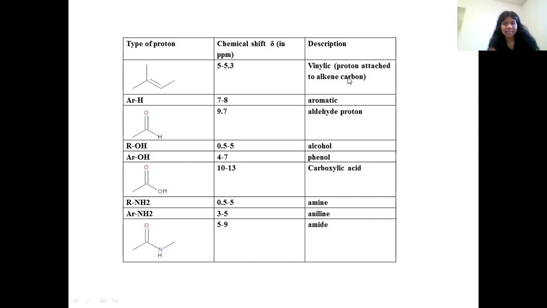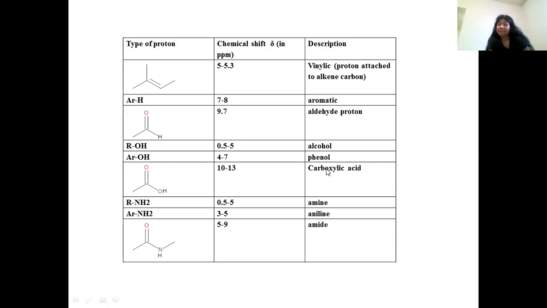Vinylic, the proton attached to an alkene carbon, will have a chemical shift value of around 5. For aromatic protons the range is 7 to 8, but I have seen it range from 6.5 to 8.5. The aldehyde protons will be around 9 to 10. Alcohol can be 0.5 to 5, or even greater than that. For phenol, it would be 4 to 7.